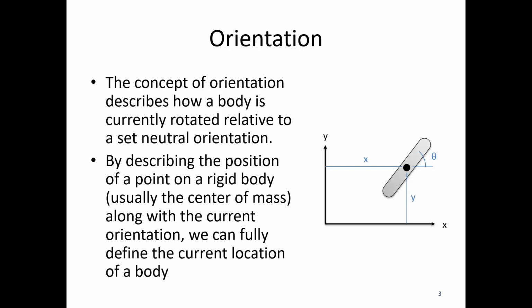By describing the position, usually the center of mass of the body, along with the current orientation, we can fully define the current location of the body. Without theta, we can have it sitting at any sort of angle, and it's not going to be fully defined in terms of its complete location.